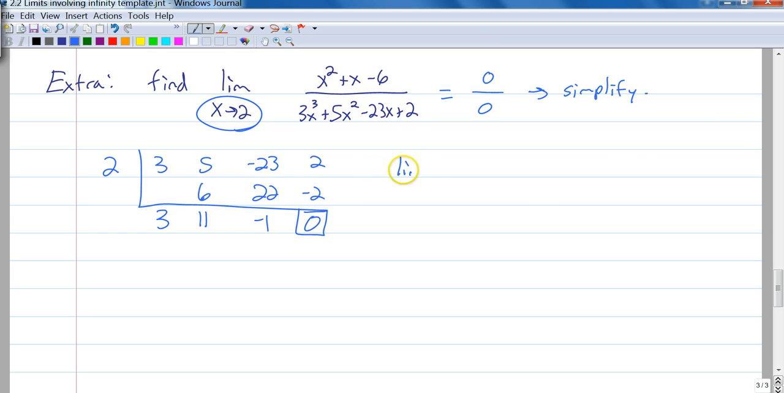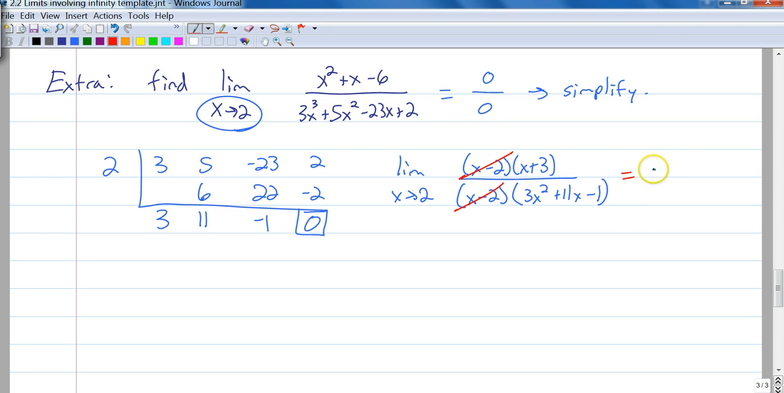This turns into the limit as x goes to 2 of, I shouldn't put an equal sign there, of the top becomes x minus 2 and x plus 3. And the bottom factors out to, well, if we divide it by 2, that's the factor x minus 2. And we're left with 3x squared plus 11x minus 1. So now we can actually do this problem. These cancel. There's a hole in the graph there, which is okay for limits.